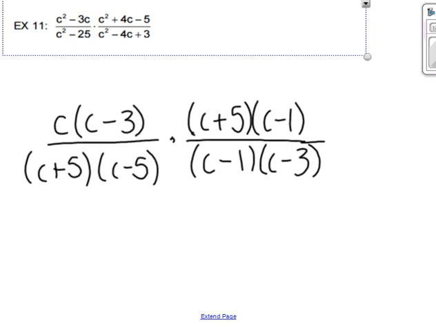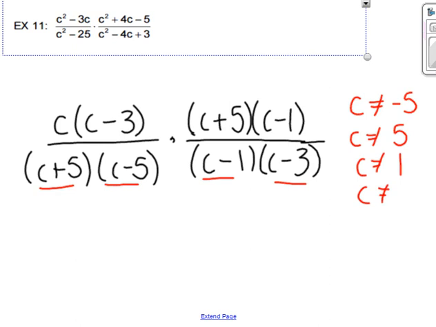So now I need to figure out what my domain can be. Hopefully you get to this point where you can see it: you set each factor in the denominator equal to 0, because none of them can be 0. So I can't have it be negative 5. I can't have it be regular 5. I can't let it be 1, and I can't let it be 3. So a lot of restrictions on the domain.